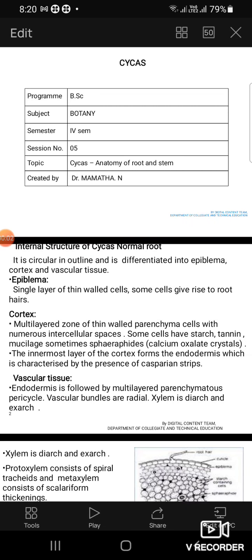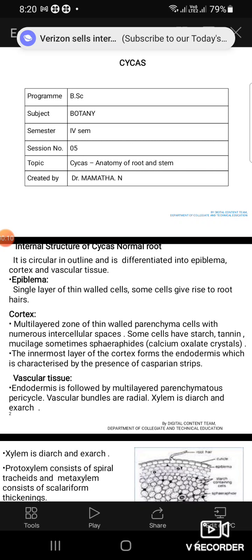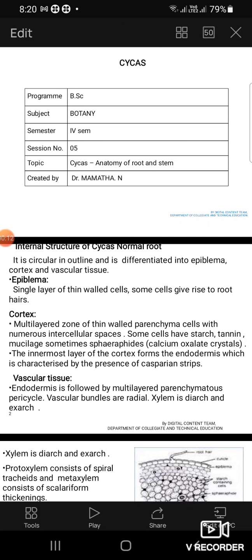Anatomy of root and stem of cycas. Coming to the first one, the anatomy of cycas normal root. In a transverse section, the root appears to be circular and differentiated into epidermis, cortex and vascular tissue.